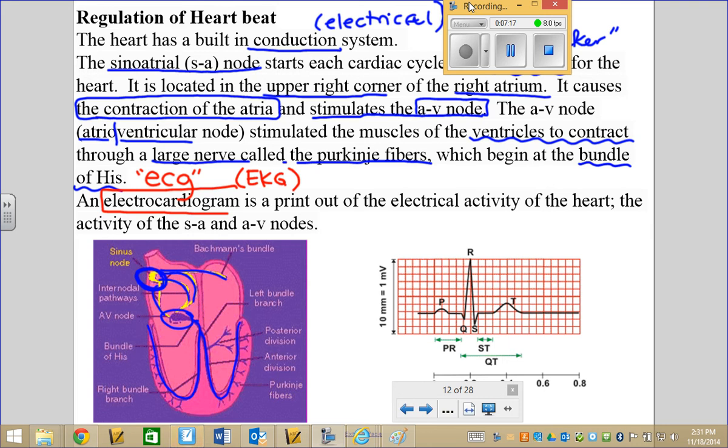This is for versions where we spell cardio with a K because we're basing it on the Latin word instead. But an ECG, or sometimes in older terms EKG, they're both talking about the same thing. An electrocardiogram, which is a printout of the electrical activity of the heart. In other words, the activity of the SA and the AV nodes.